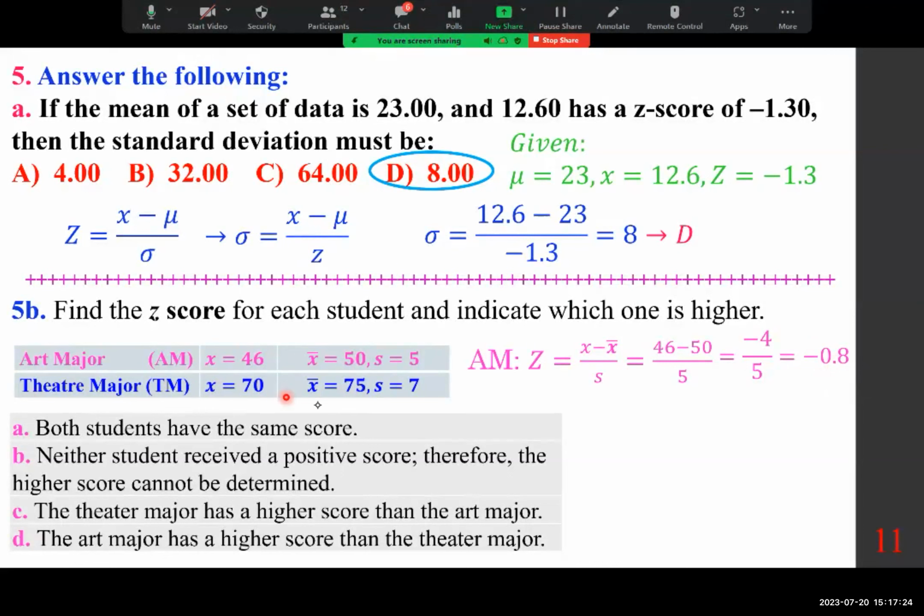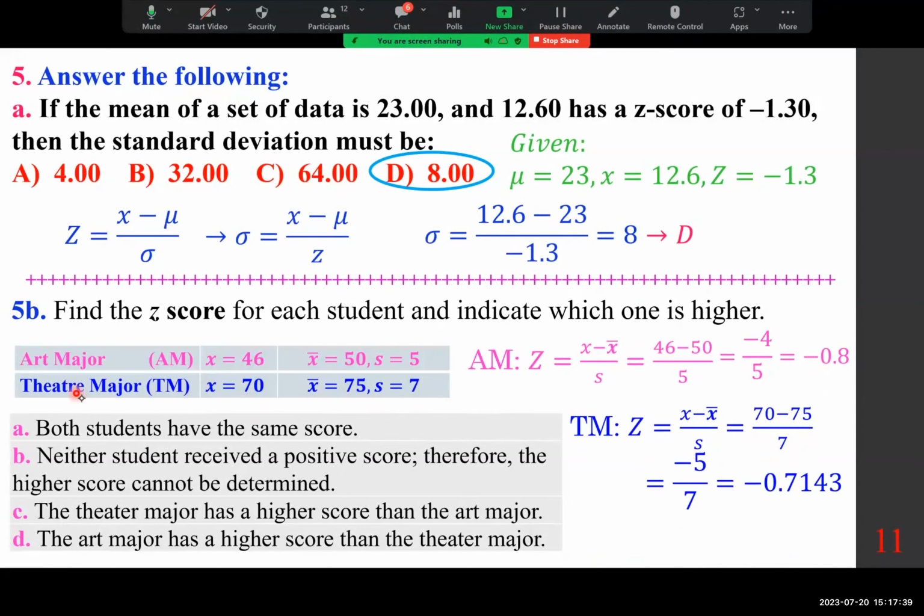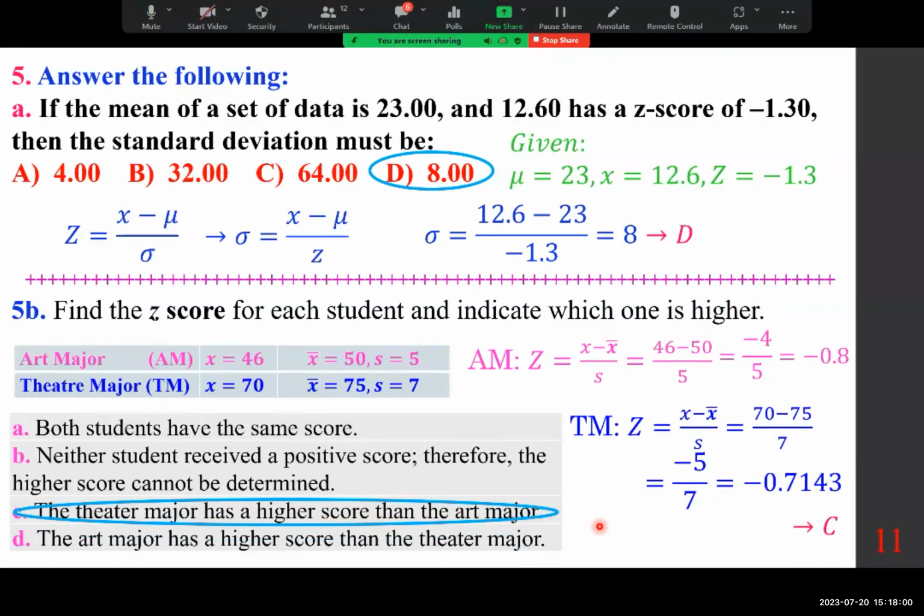We do the same thing for the theater major: x minus x bar over s. So 70 minus 75 over 7. This is also negative. Both of them are negative, which means both are below the average. So which one is higher? Both are negative, but this one is more negative. So the answer is the theater major has a higher score than the art major. Again, both scores are below the average score in class.